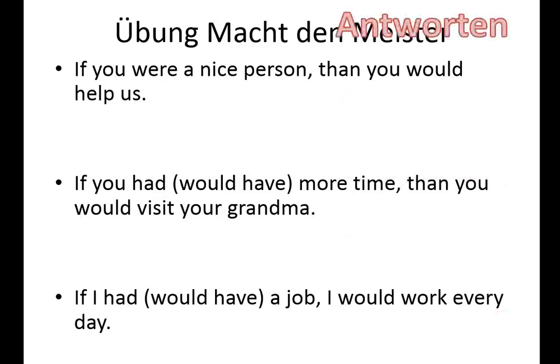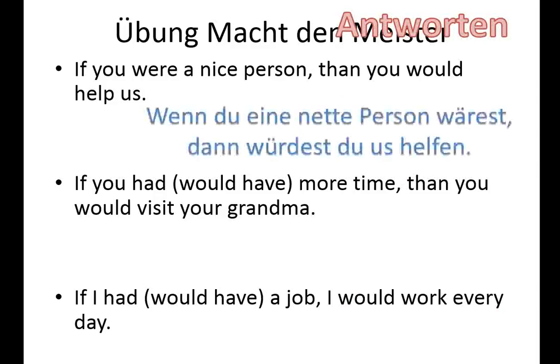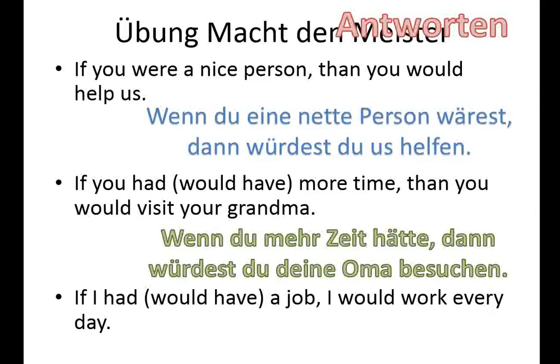Die Antworten. Nummer 1. Wenn du eine nette Person wärst, dann würdest du uns helfen. Please make this correction. I forgot the N there, so not us, that's English. Uns. U-N-S. Wenn du mehr Zeit hättest, dann würdest du deine Oma besuchen. Notice Oma is for grandma. Großmutter would be for grandmother. So watch the words.